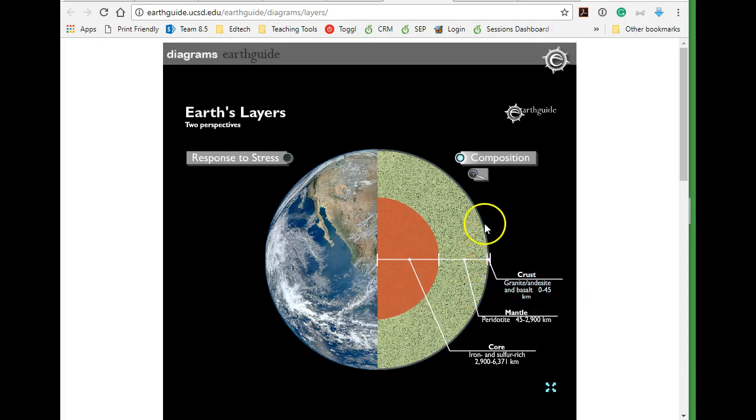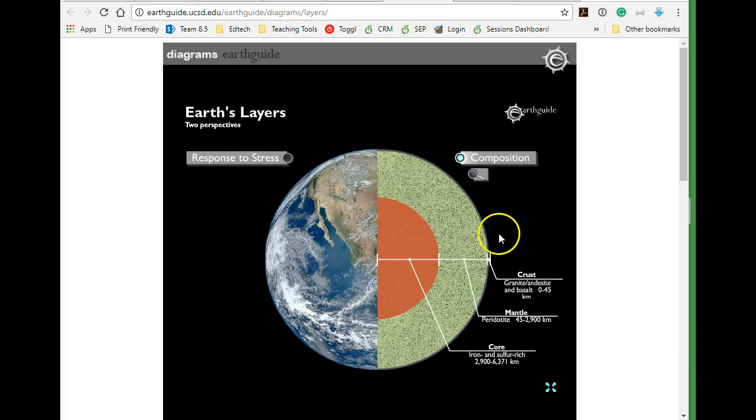The crust, which is the thinnest part, we can barely see it. It runs here along the outside of Earth. The crust is mainly made out of granite or andesite. It also has a lot of basalt in it. It's a very thin layer. If we look at kilometers, it's only 0 to 45 kilometers thick.